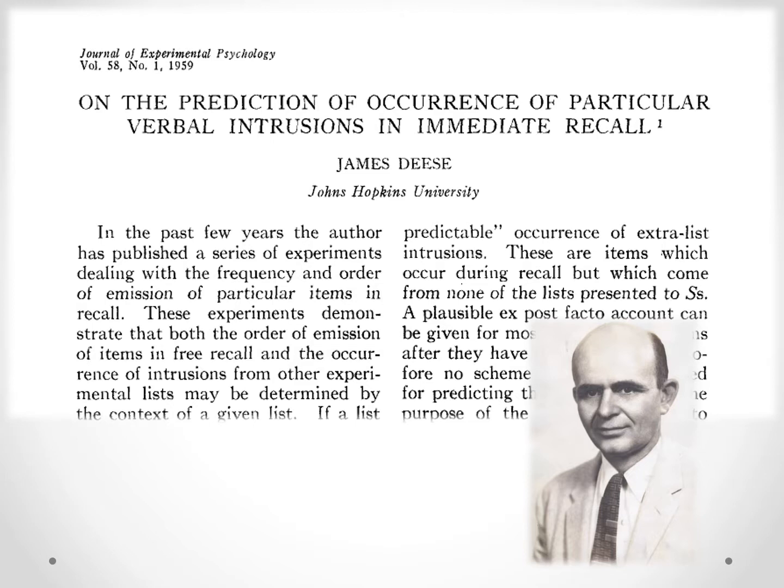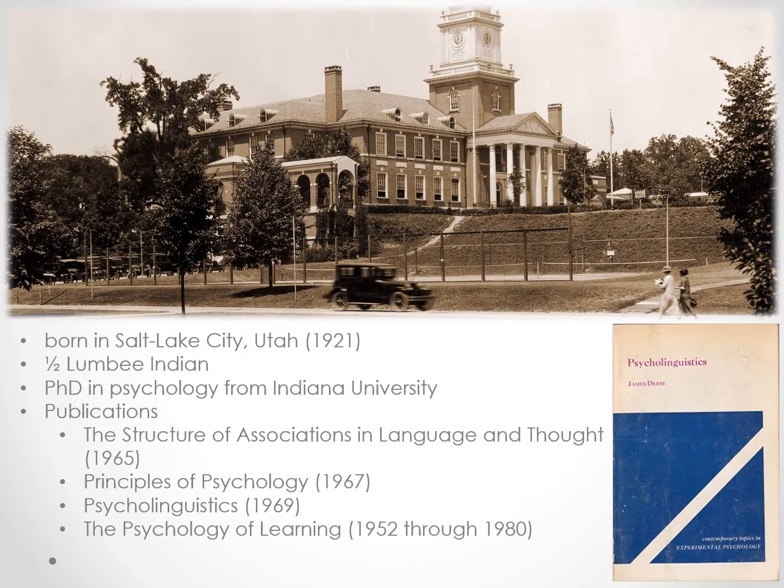The DRM was actually pioneered by James Deese 36 years prior, in 1959, in an article titled, On the Prediction of Occurrence of Particular Verbal Intrusions in Immediate Recall. Deese was a professor at Johns Hopkins University from 1948 until 1972, in which time he became interested in psycholinguistics. One of his interests included how people learned words.